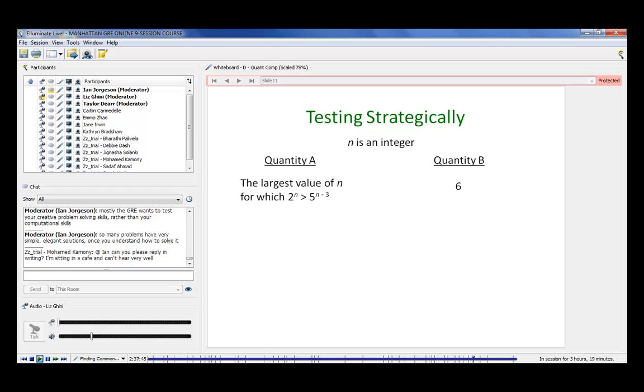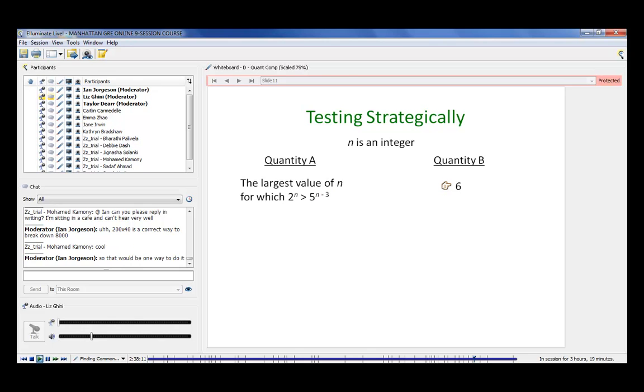So let's look at this next problem. Let's talk about strategic testing. If I'm told that n is an integer, and on one side I've got something really messy: the largest value of n for which 2 to the n is greater than 5 to the n minus 3, and I've got 6. What should I do? I mean, 6 is obviously 6. How do I deal with this? The largest value of n for which 2 to the n is greater than 5 to the n minus 3. My goodness, what should I do? Anybody have any thoughts? What could I do here? How am I supposed to solve that? How am I supposed to figure it out?